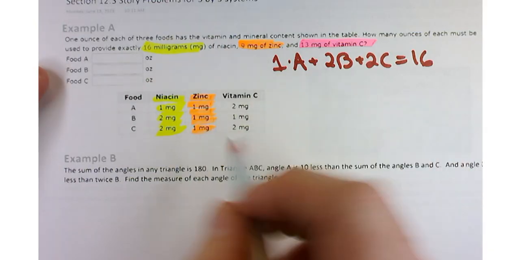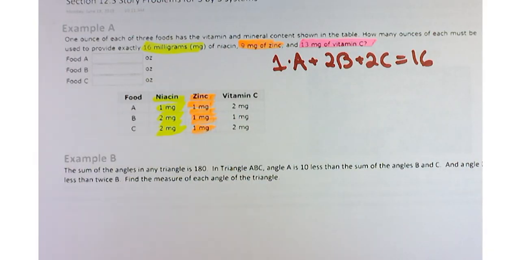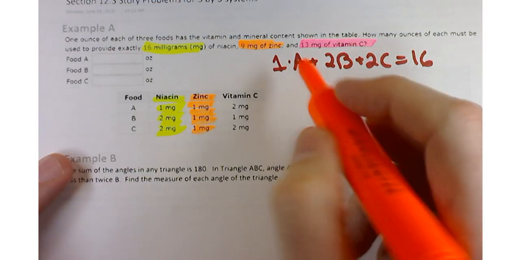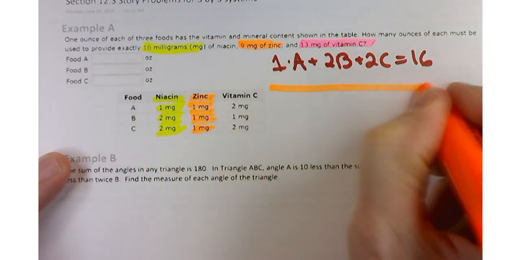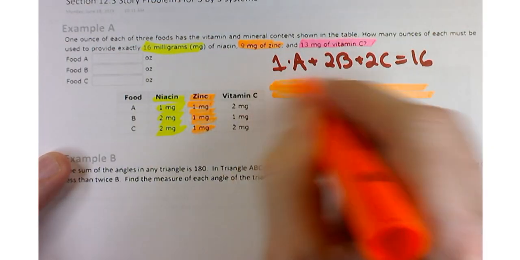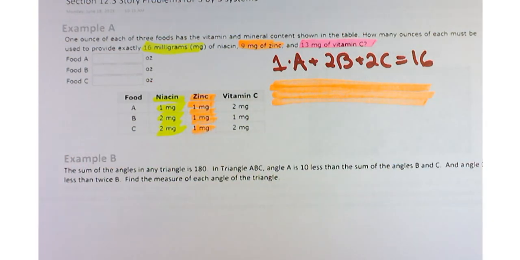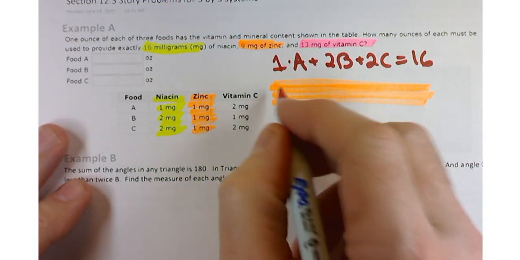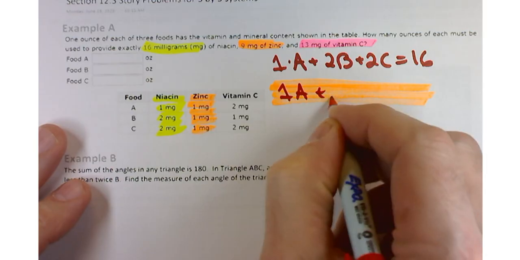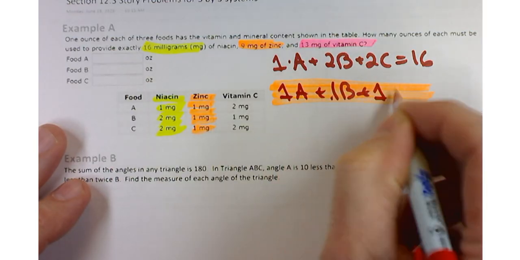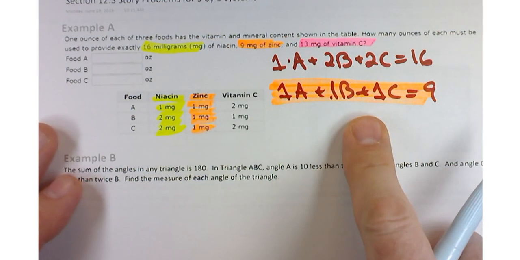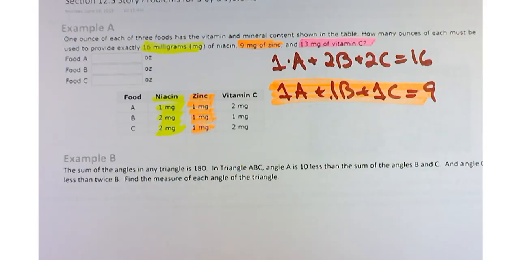Marcus, what would the next equation be to go along with zinc? 1A plus 1B plus 1C. Perfect. So 1A plus 1B plus 1C equals 9. Thank you so much. And we got one last one.